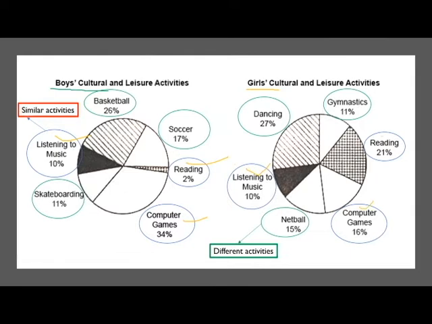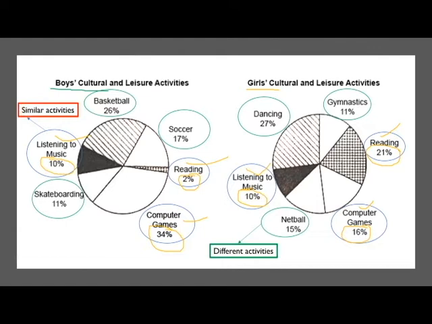You can see that the percentages of listening to music are approximately the same. When it comes to computer games, girls like to play computer games, but not more than boys, who play at 34%. The girls are good at reading. They like to read more, so they have 21% of reading, whereas guys reported just 2% of reading. So you can see there are lots of similar activities happening.